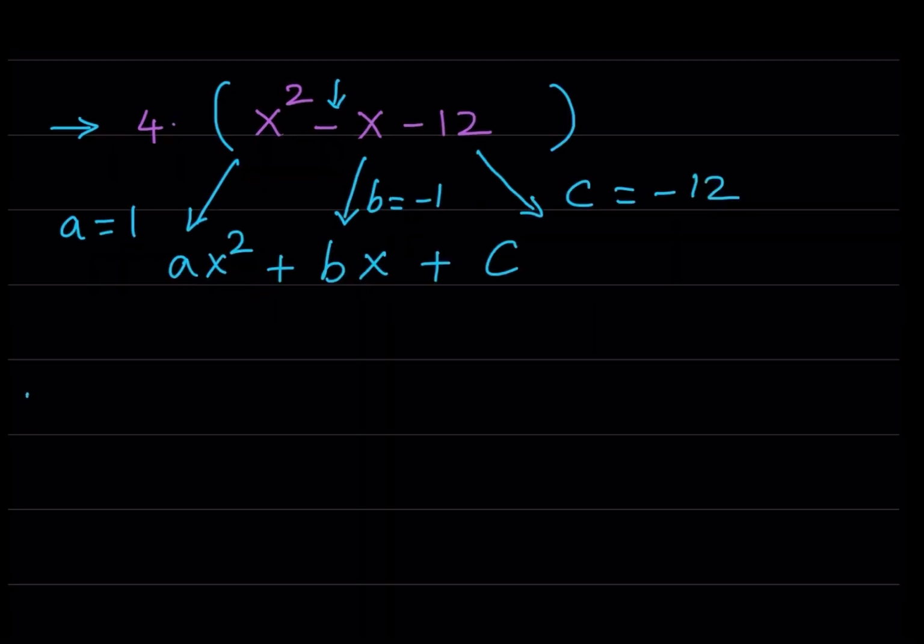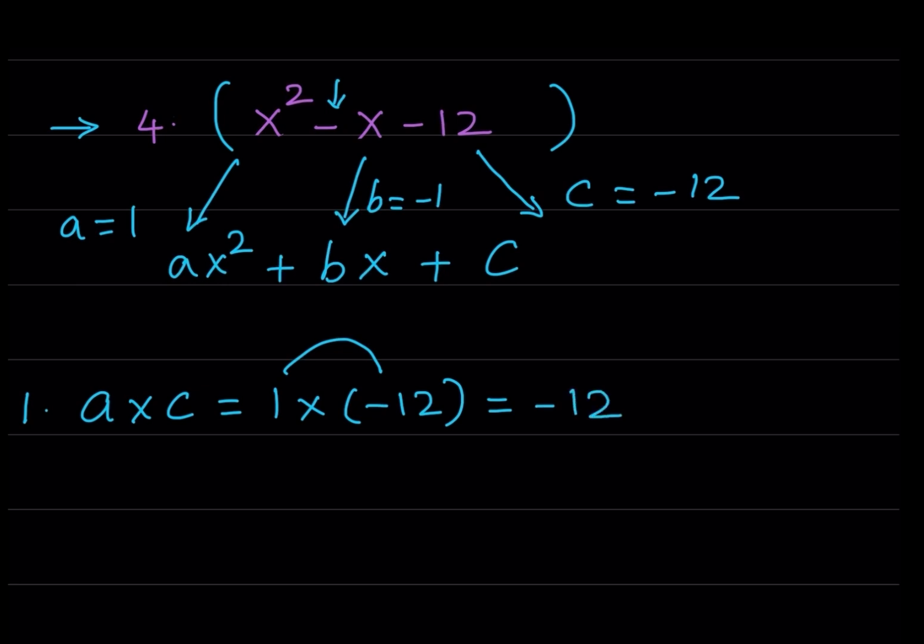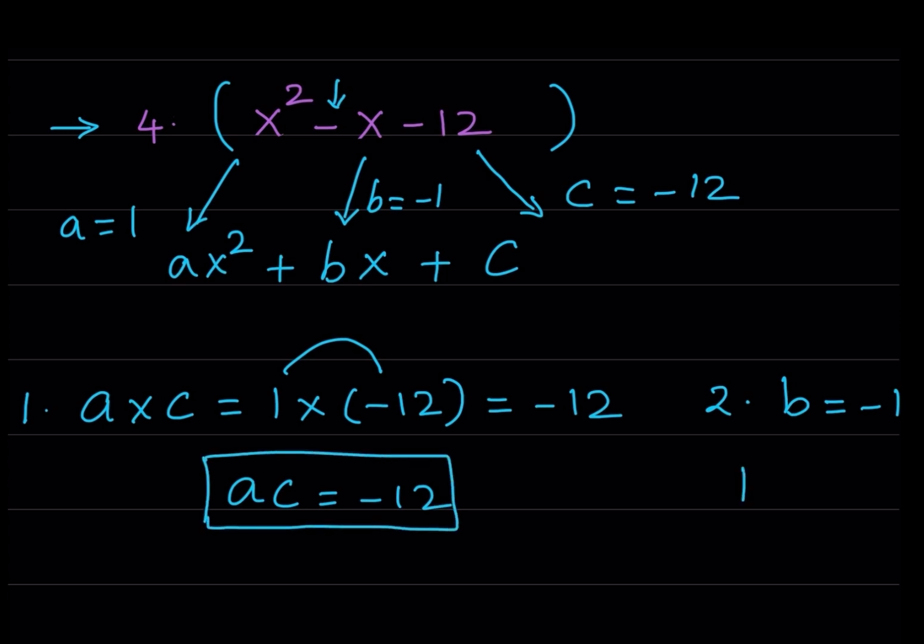In order to solve the problem, we have to multiply a and c. Here a is 1 times c is negative 12, which is equal to 1 times negative 12 is negative 12. Then we have to find b. Here b is equal to negative 1. So ac is equal to negative 12 and b is equal to negative 1.